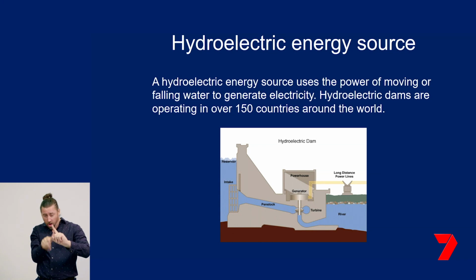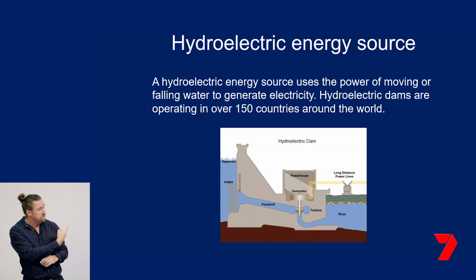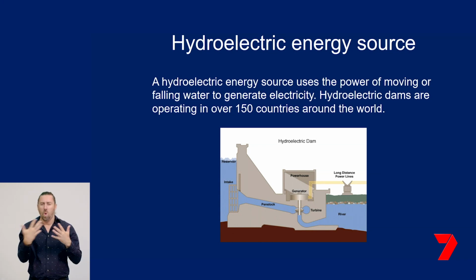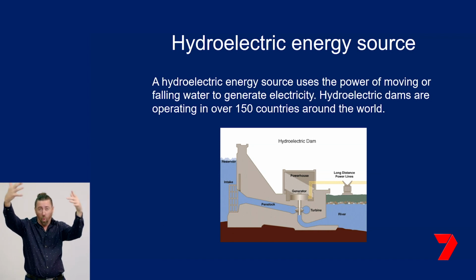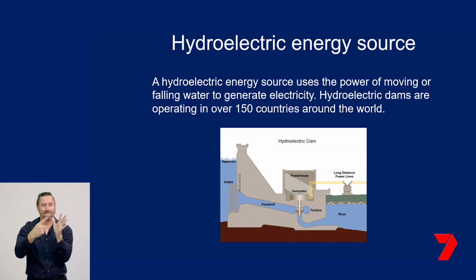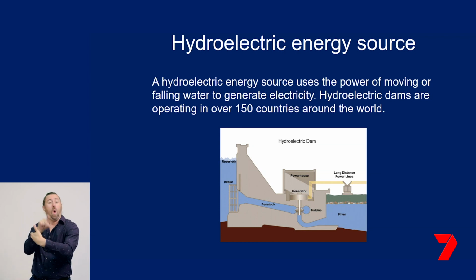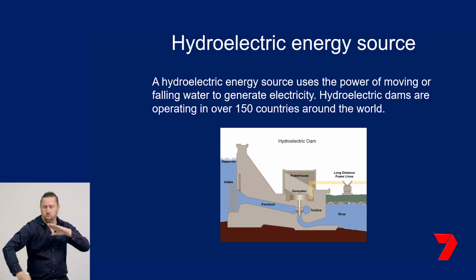Hydroelectric power stations like the ones you can see here collect large amounts of snow and rain that fall on the mountain ranges. It then channels that into dams. The movement of the water is used to move turbines that generate electricity. Remember, turbines are those big fan-like things.